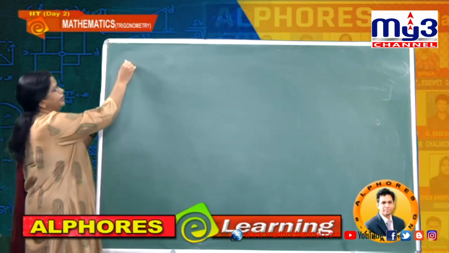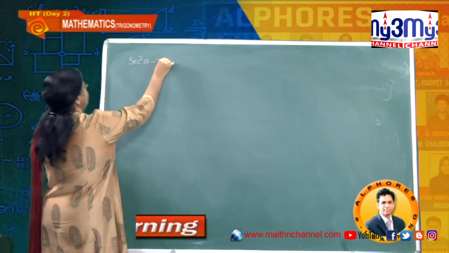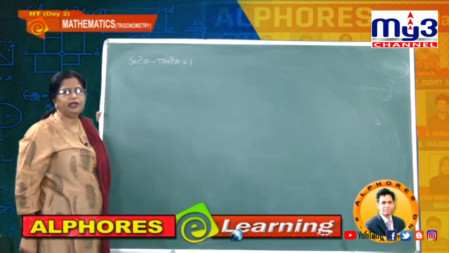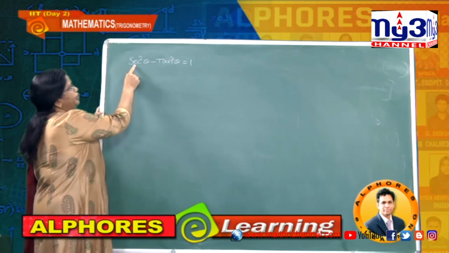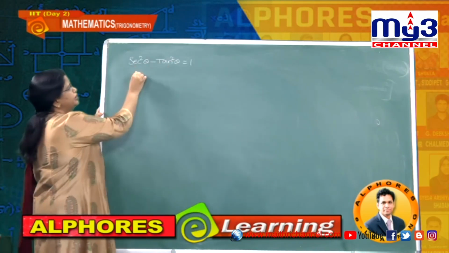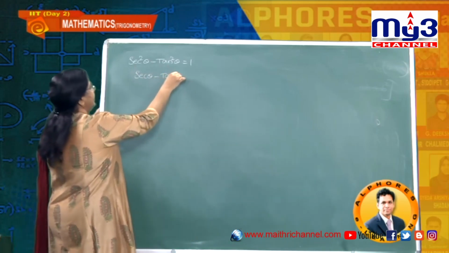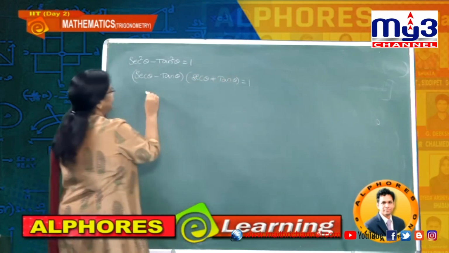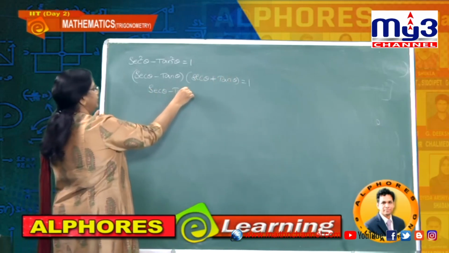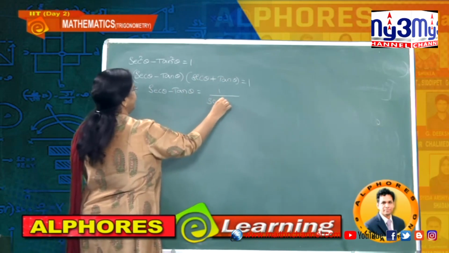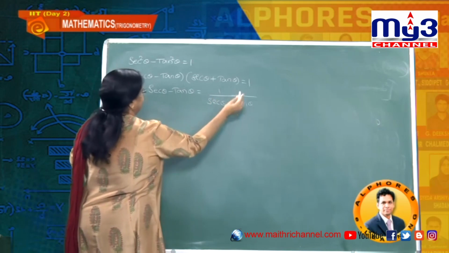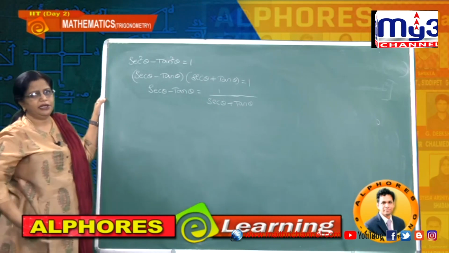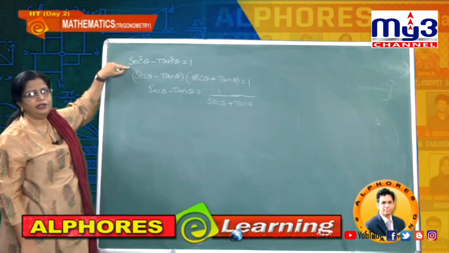Next, another identity. Yesterday we observed secant square theta minus tan square theta equal to 1, where theta takes all the real numbers except odd multiples of pi by 2. Now from this one, you know this is a square minus b square equal to 1. So I can write this as secant theta minus tan theta into secant theta plus tan theta equal to 1. So you can write secant theta minus tan theta equal to 1 divided by secant theta plus tan theta and vice versa. That means secant theta plus tan theta equal to 1 divided by secant theta minus tan theta also. Just a small development from this already known identity.